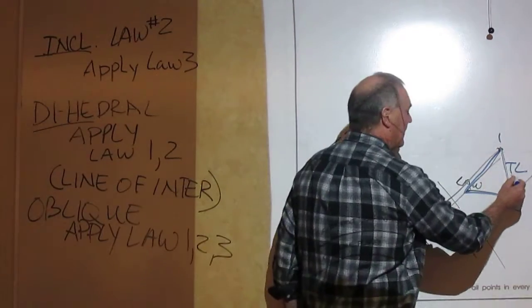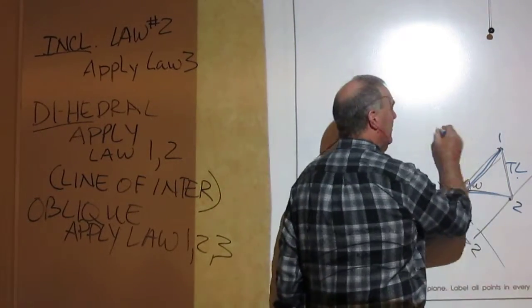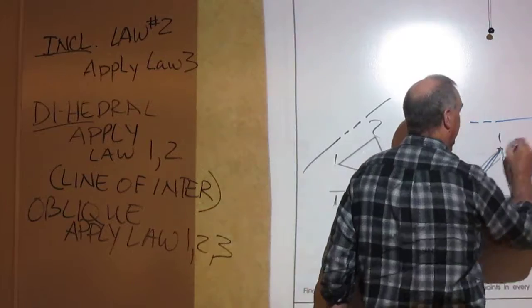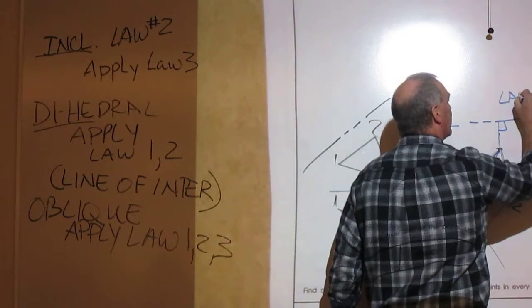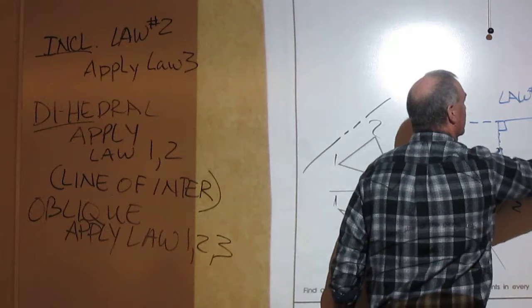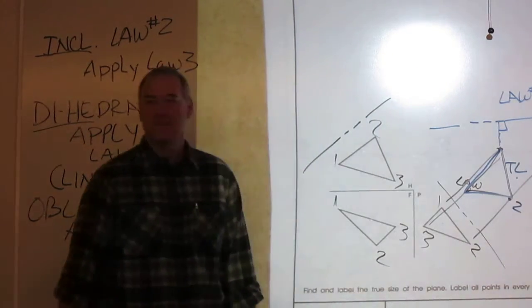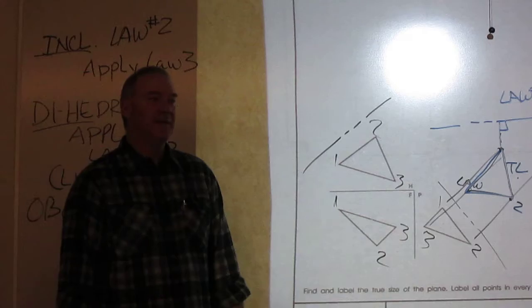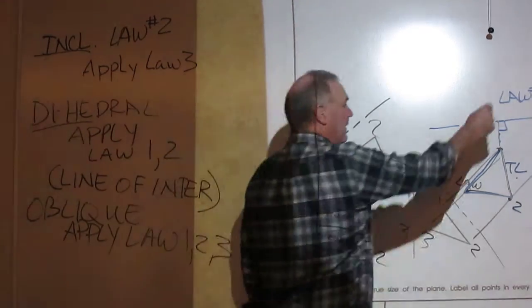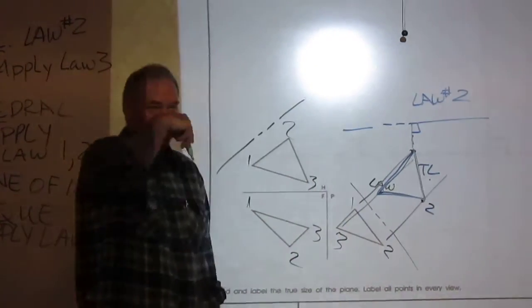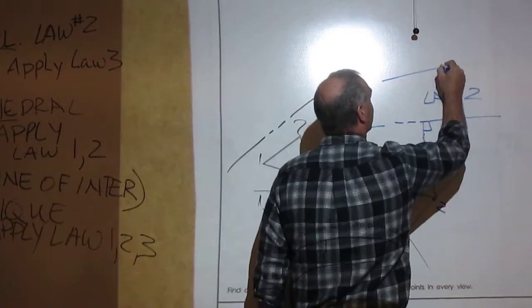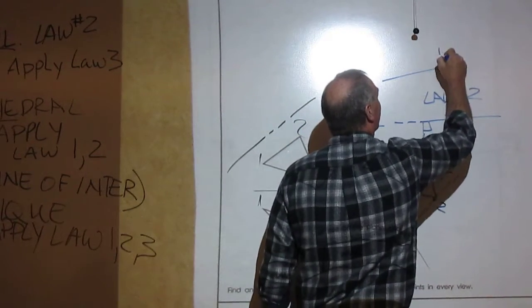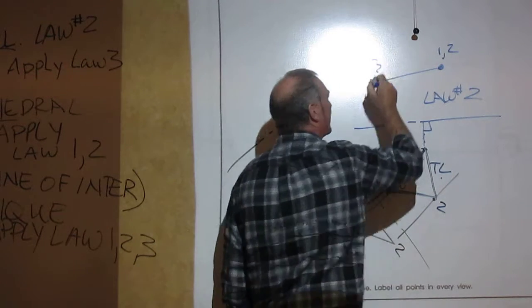Because now I can apply law 2. I know my true length line. I can come in and put my perpendicular bisector and do law number 2 here. That gives me the angle. What should I get up here? I'd better get an edge. Where that's 1, 2, that will be 3.